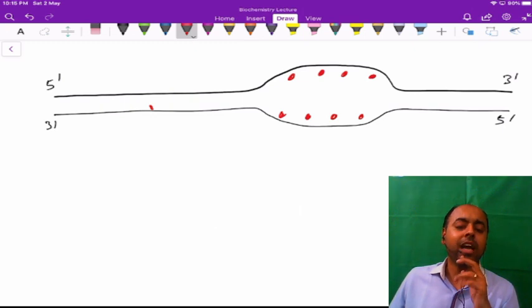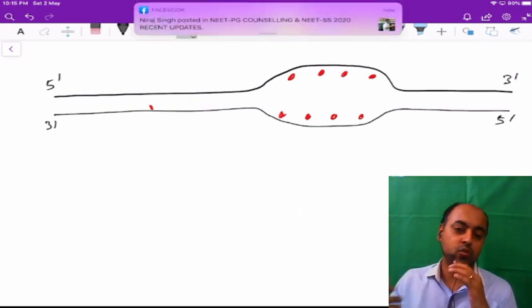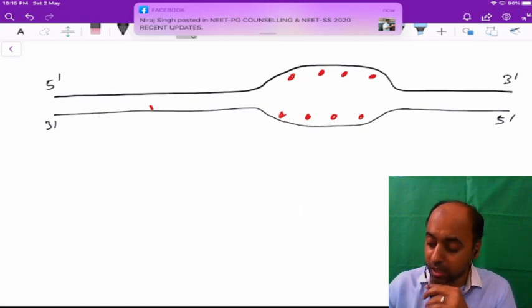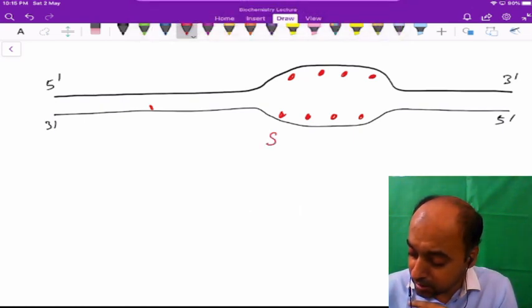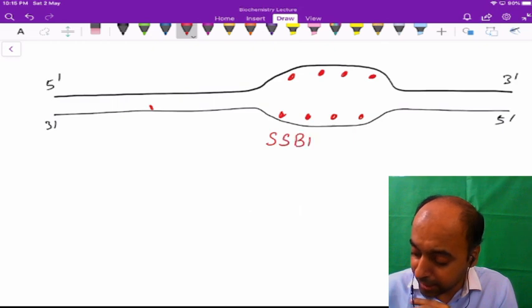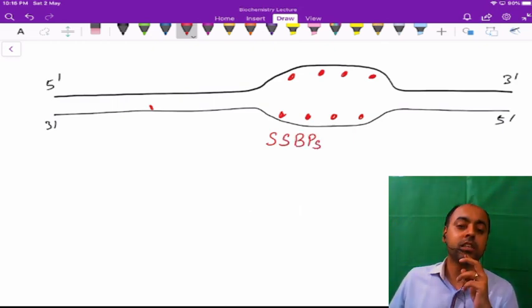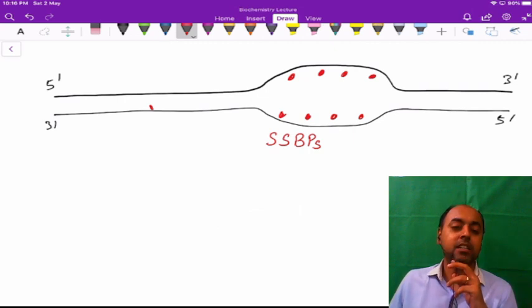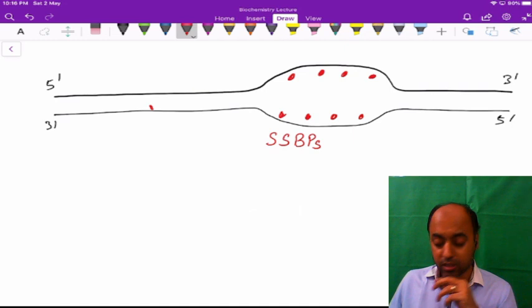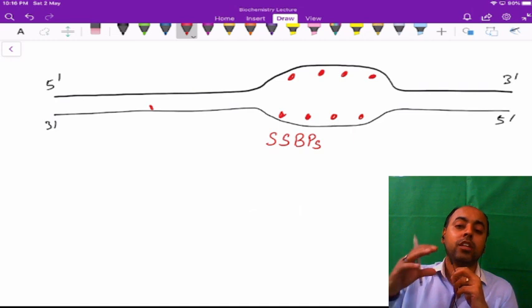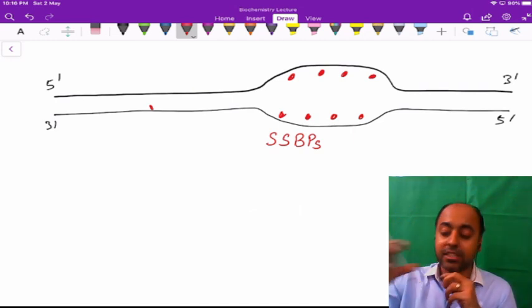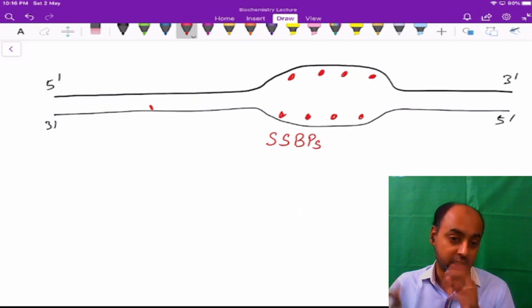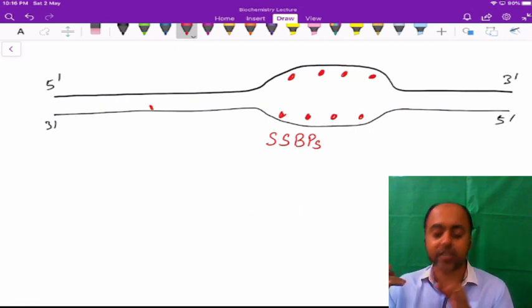Another set of proteins come in and they sit in between the two strands and prevent them from joining. These are the single strand binding proteins. They prevent premature re-annealing of the separated strands at ORI. So now the ORI has been separated, the separation has been stabilized. Now it is stable, it will stay there and it will allow the other enzymes to act.